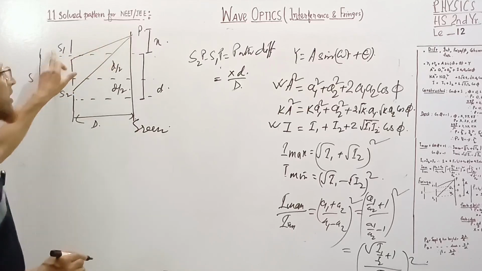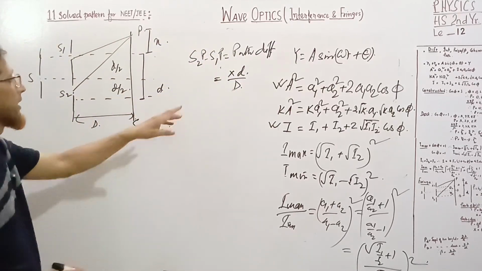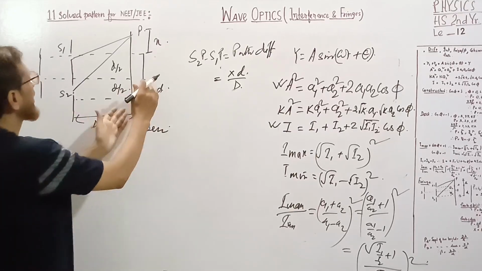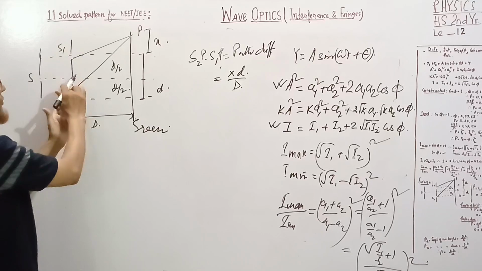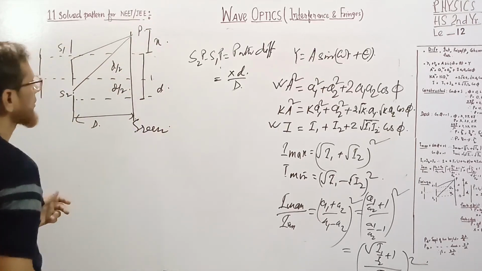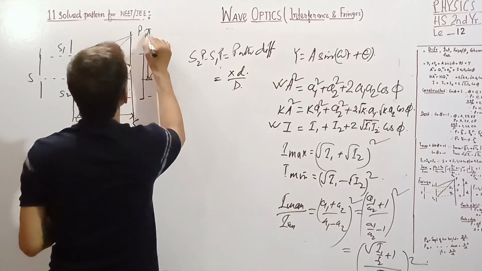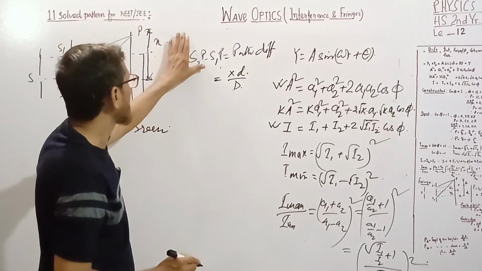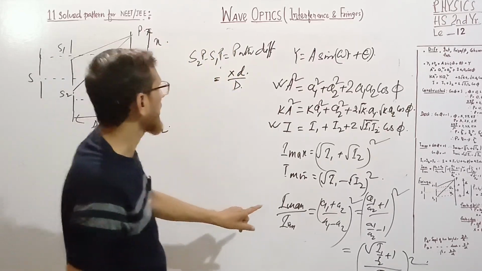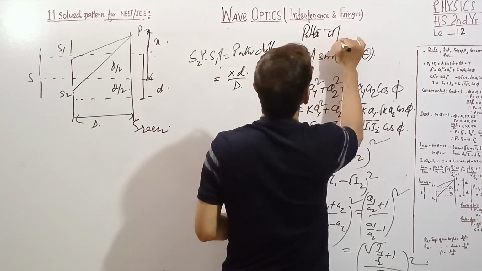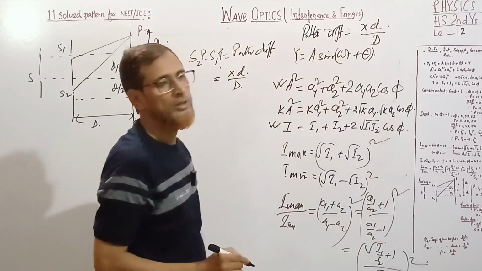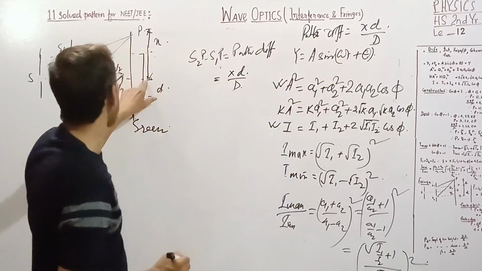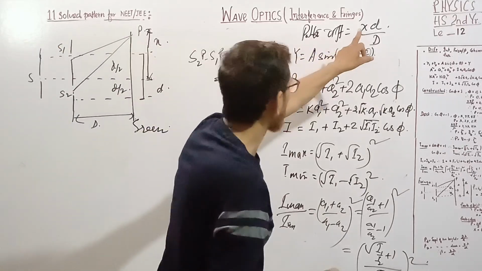Now what is path difference? S2P minus S1P is the path difference, and this, which I have not deduced, is equal to xd by D, where d is the distance between the slits S1 and S2, capital D is the distance between the slits and the screen, and x is the distance from the center to the point P we have assumed. So path difference is equal to xd by D.